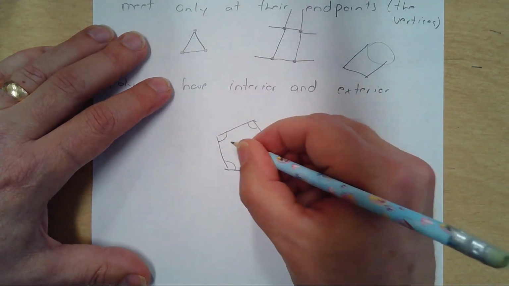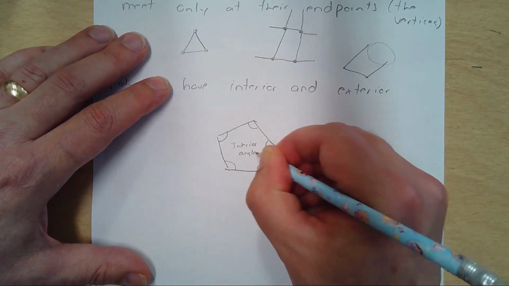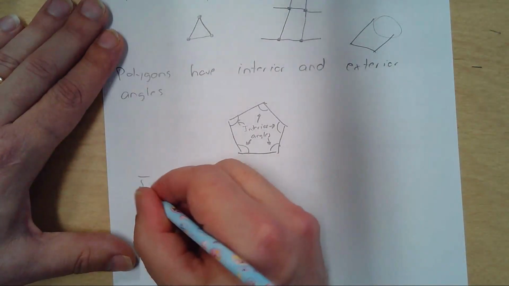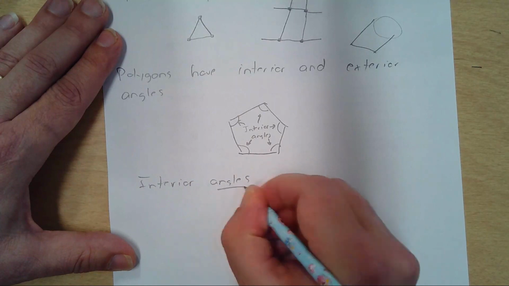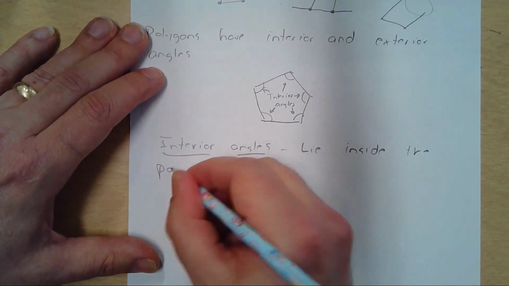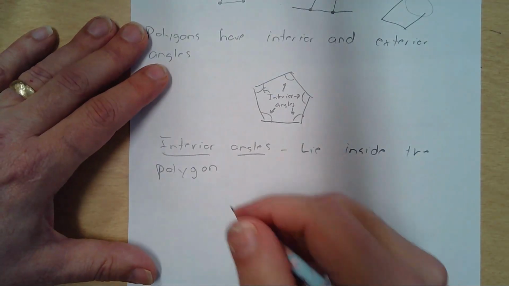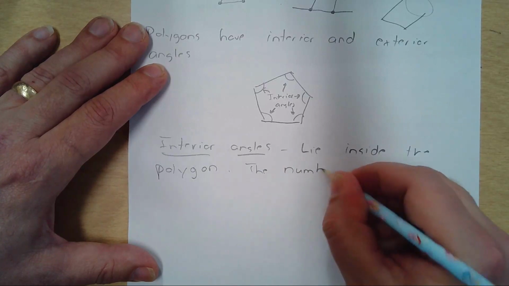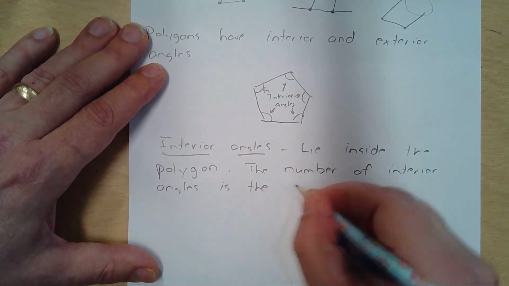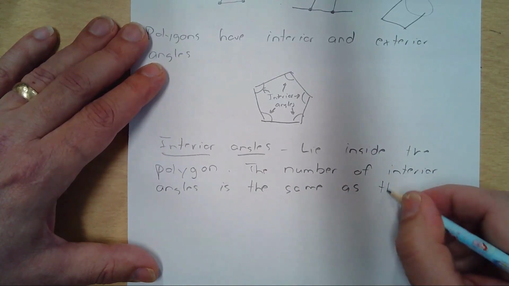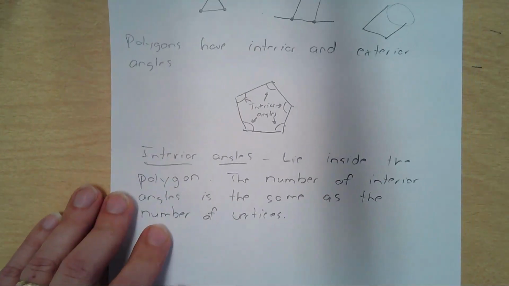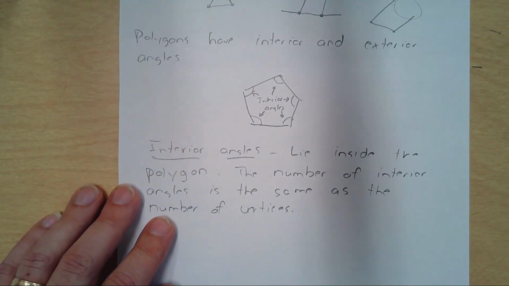So these angles right here are the interior angles. Right here. Notice there are 5 of them. All right. The interior angles lie inside the polygon. The number of interior angles is the same as the number of vertices. And of course, vertices are basically where the endpoints connect together.